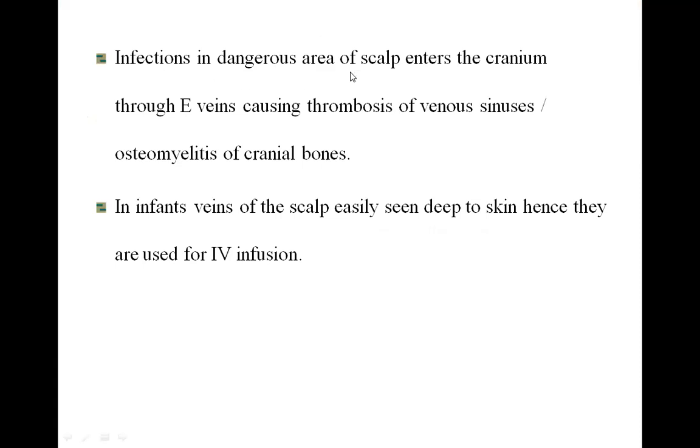Infections in the dangerous area of the scalp enter the cranium through the emissary veins, causing thrombosis of the venous sinuses or osteomyelitis of the cranial bones. In infants, veins of the scalp easily show through the skin, hence they are used for IV infusion.